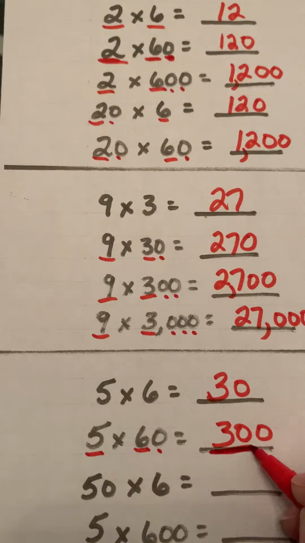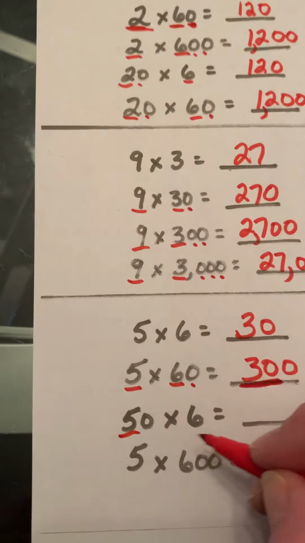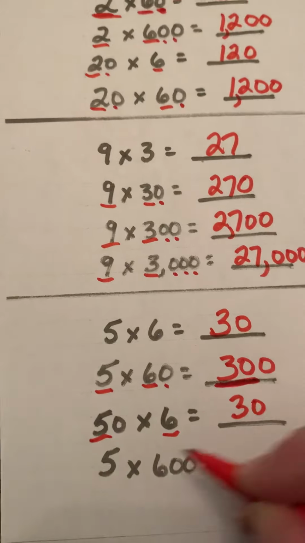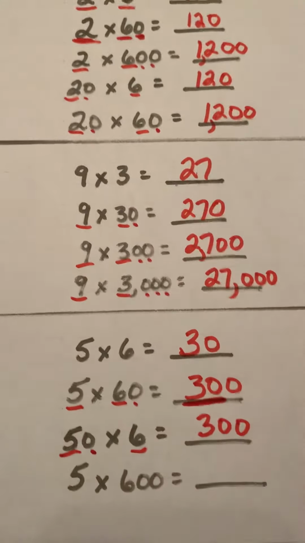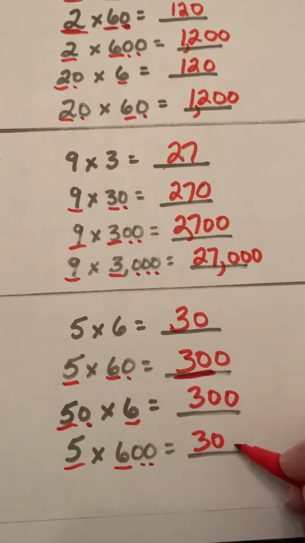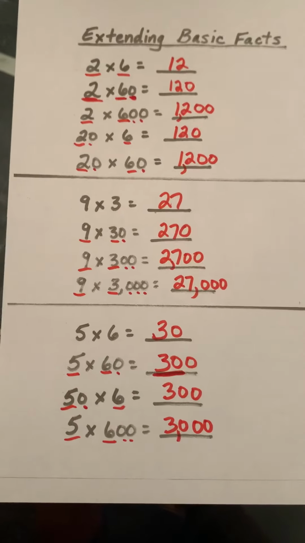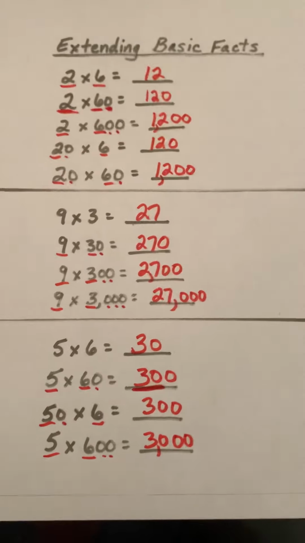So know that 30 was the answer to my basic fact. So again, 5 times 6 is 30, and then just 1 zero. 5 times 6 is 30, and 2 zeros. All right, that is our review about extending our basic facts.